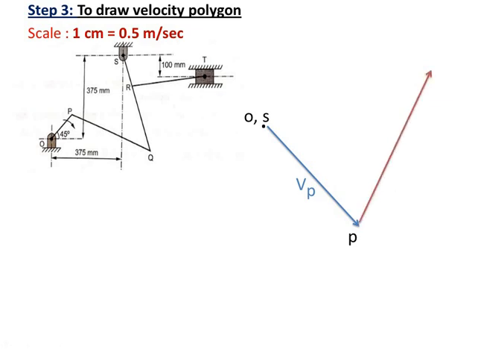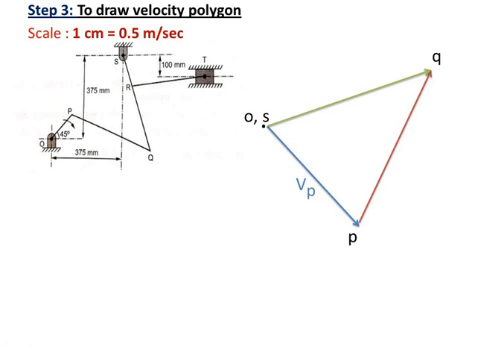We don't know the magnitude, so keep that vector as it is. But as point Q is on PQ, point Q is also on link SQ. So point Q must lie on the velocity vector of PQ and also on the velocity vector of SQ. Now what will be the velocity vector of SQ? It will be perpendicular to SQ. So from S, draw a velocity vector perpendicular to SQ, and the intersection of these two velocity vectors will give us point Q.